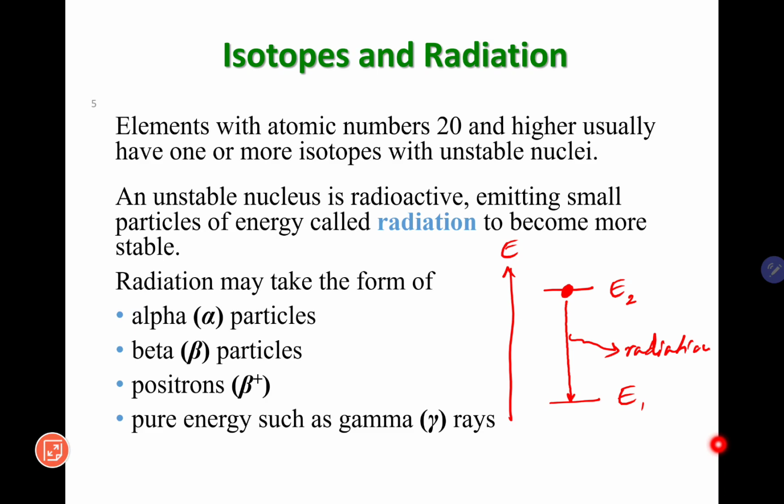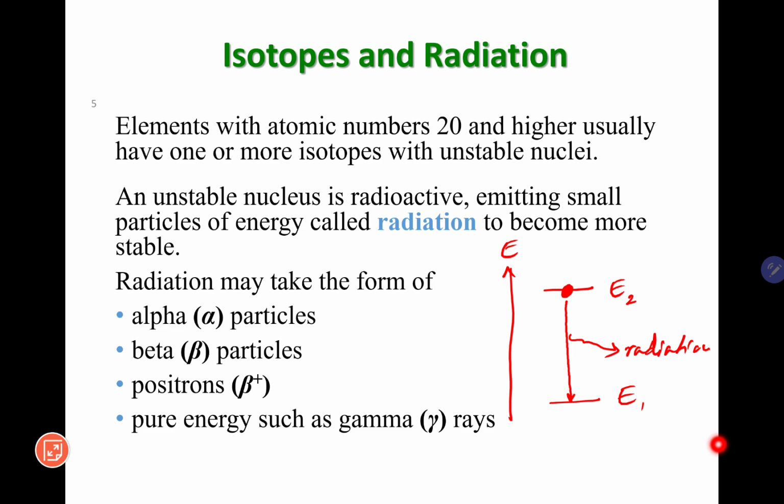Basically, when an unstable nucleus releases its energy as radiation during the process of becoming stable, we say that the isotope is radioactive. Certain isotopes can stabilize through emission of radiation. Therefore, we can label the isotope as a radioactive isotope. If someone asks you what is a radioactive isotope, it is basically an unstable isotope which releases the extra energy as radiation during the stabilization process.